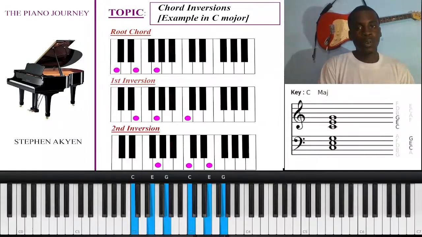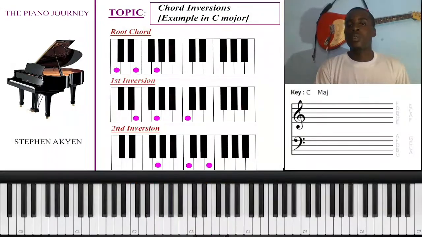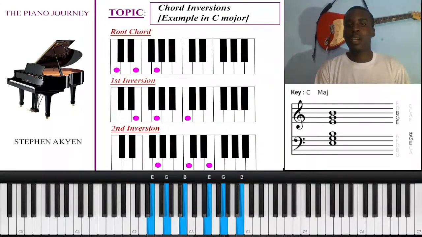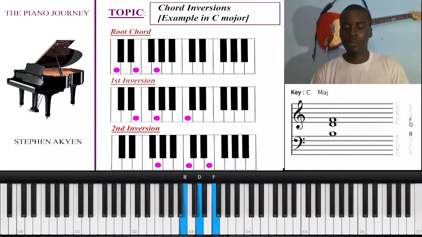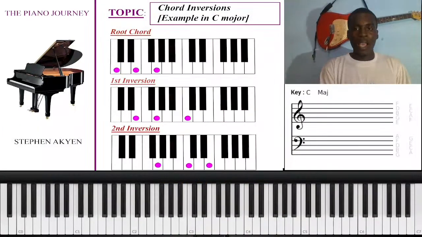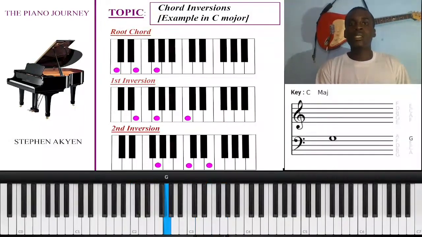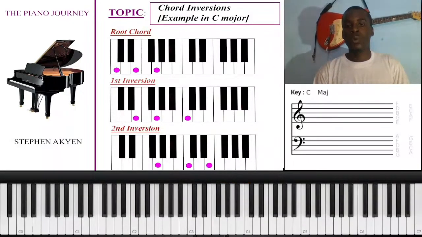Let's take the C major, of which we have done the C major chord. So now we know how to form the major, minor, and diminished chords. Now I have my C major. This we call the root position. So all the chords in the key of C, when we play them in this way, we call them the root position, the root chord, or the source chord.